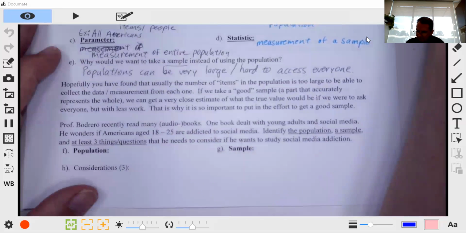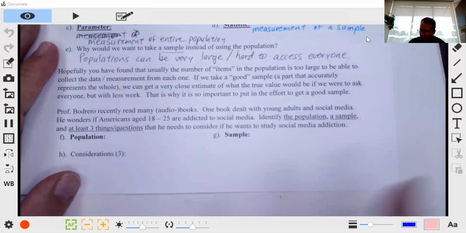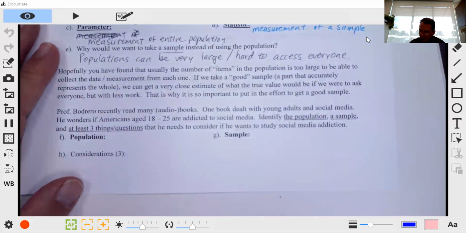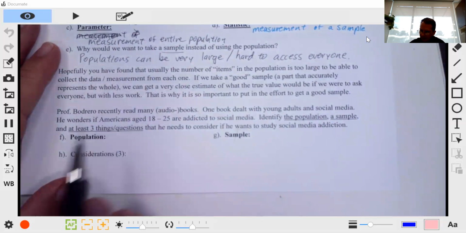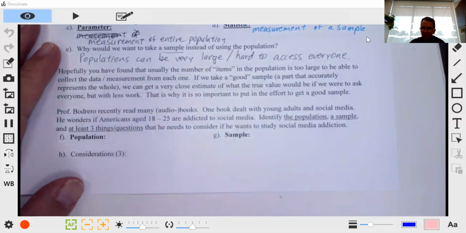All right. Now, I like to read books or listen to audiobooks to help me become a better teacher, sometimes just for fun. I listened to a book called iGen, and one of the things that they talk about in there is social media addiction, specifically of young adults.